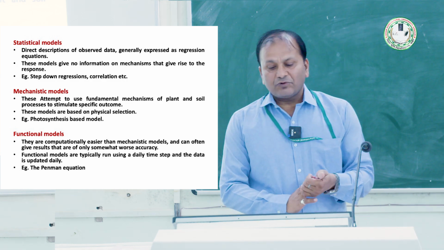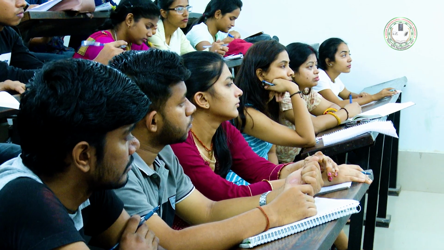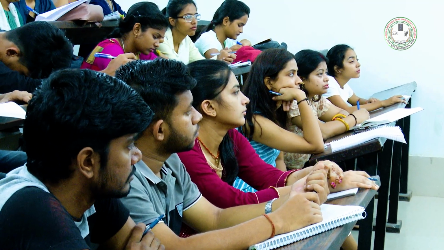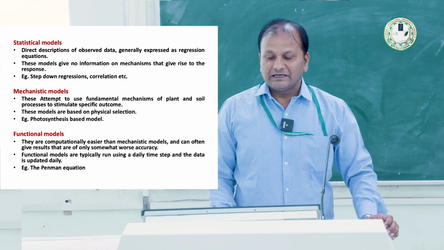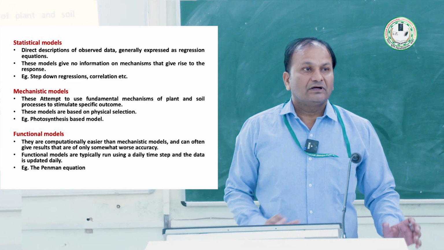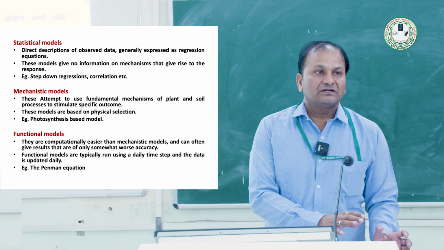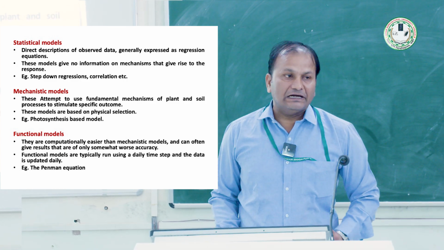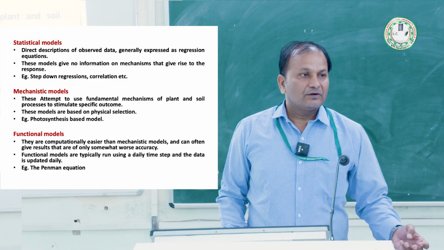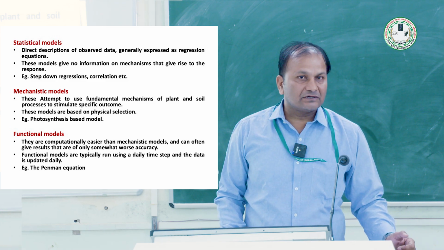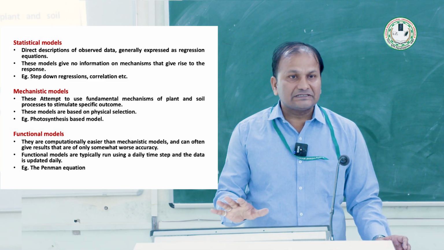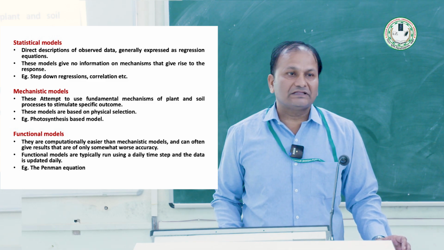Then these models give no information on the mechanism that gives rise to the response. The demerit of this statistical model is that it does not give information about the mechanism, how the crop was giving this type of yield. Mechanism means, for crop yield, what is the mechanism? Photosynthesis, transpiration, translocation, all these mechanisms are involved in this. But this statistical model is not giving that.